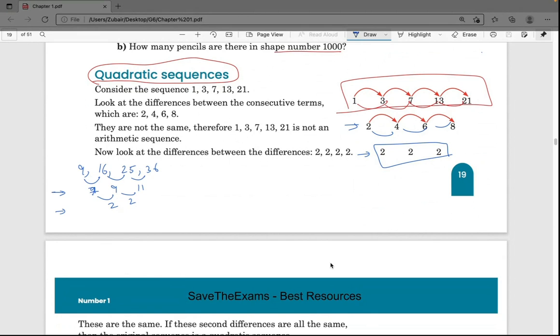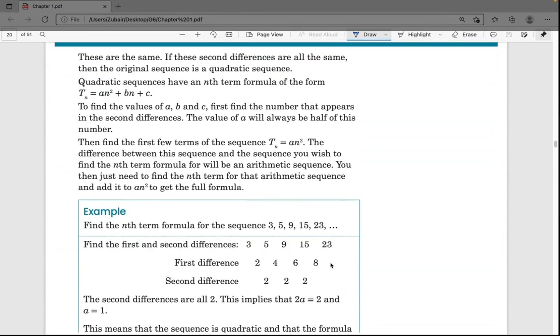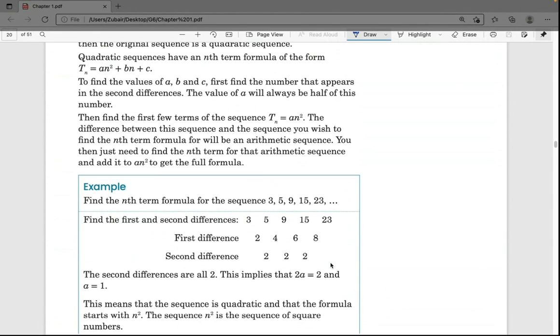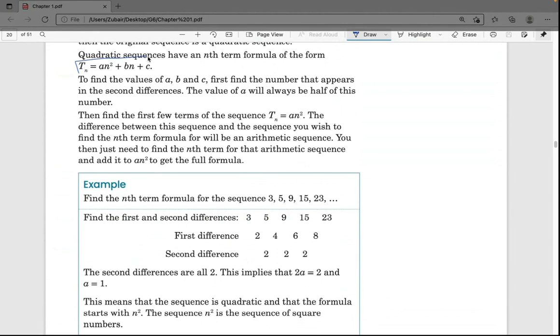In case we do not have a common difference, then that is another form. We may do that with hit and trial. Now first we'll do what this book is telling us, and then I have another way also. So this is an square plus bn plus c. Now let me explain what these a, b, and c would mean here.